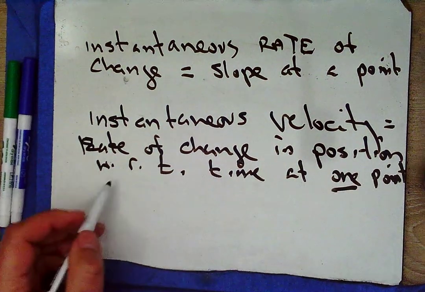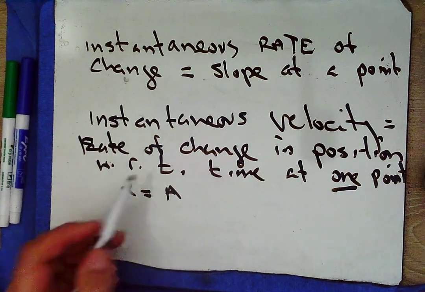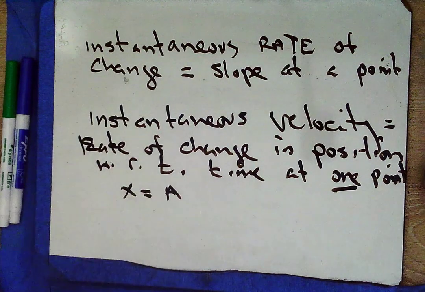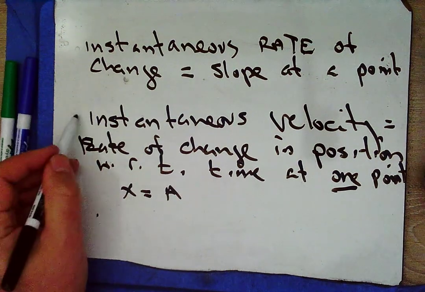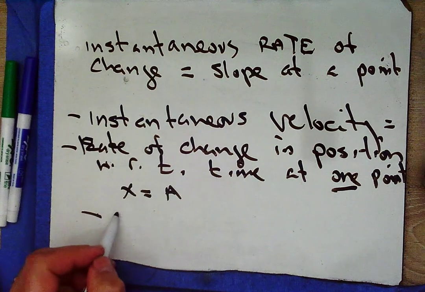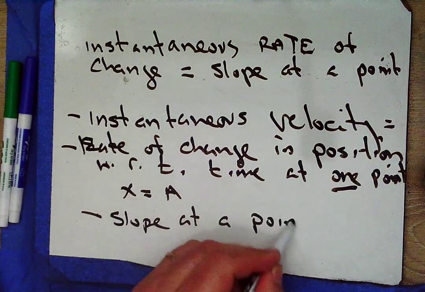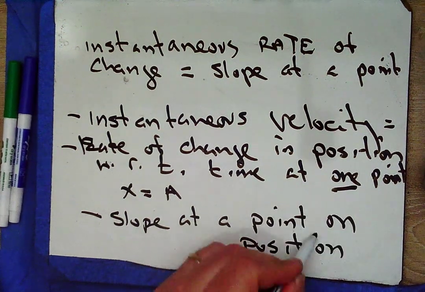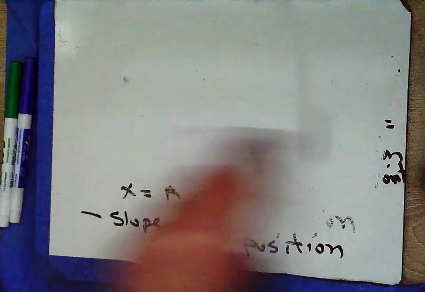Okay, so this is only at x equals a. And yeah, so that's a little more problematic for us to find right now. I can also understand it as the slope at a point on position. Okay. Speed. Let's talk about speed.